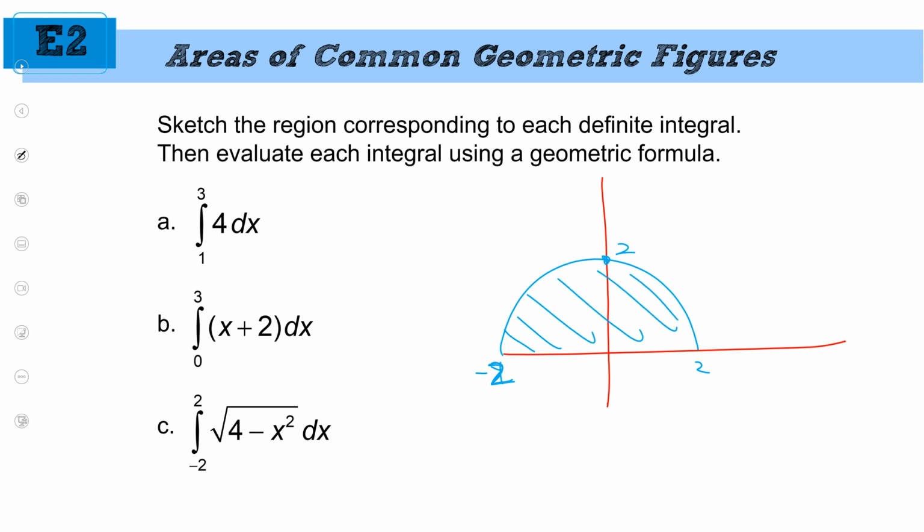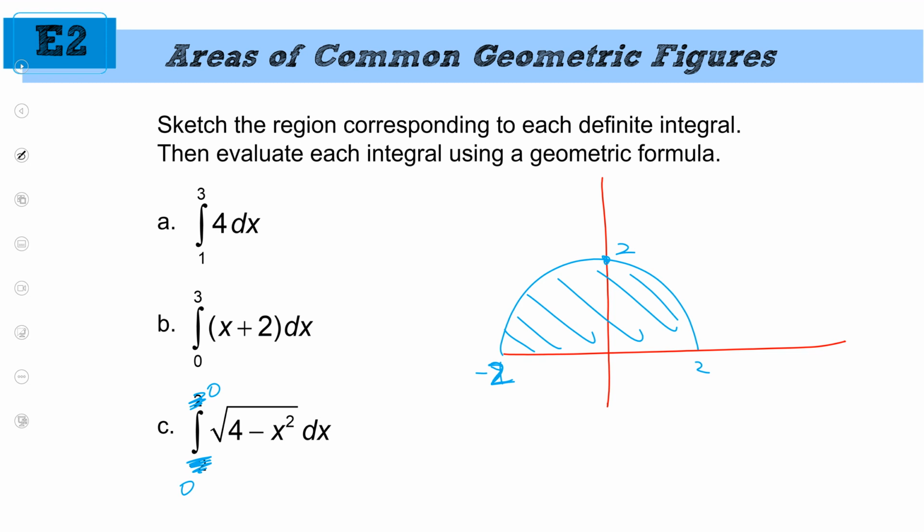Okay. So that's a semicircle with a radius of 2. So 2 squared is 4. 4 pi divided by 2 is 2 pi. Yes. Good. What if I did this? Just do a quarter of a circle. What if I did this? Zero. I can't fool you guys. That's right. Well done.